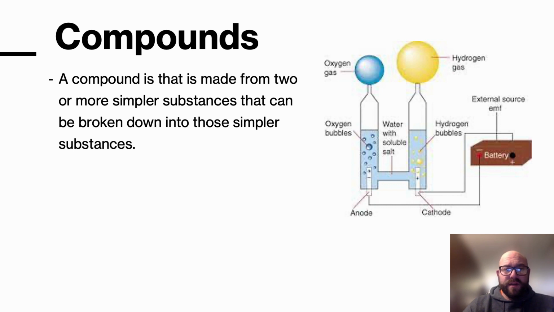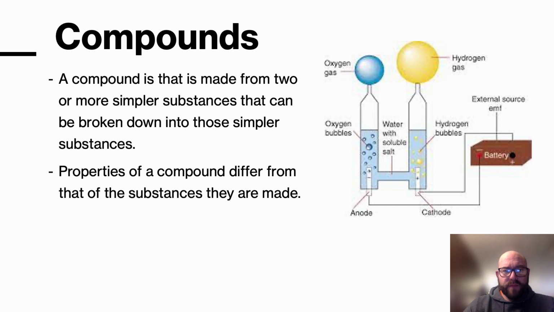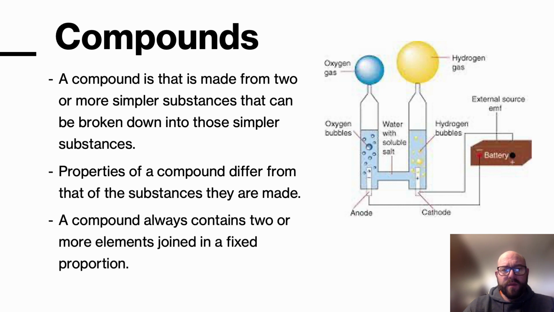A compound is matter made up of two or more simpler substances that can be broken down into those simpler substances. The properties of a compound differ from those of the substances it is made of. A compound always contains two or more elements joined in a fixed proportion.